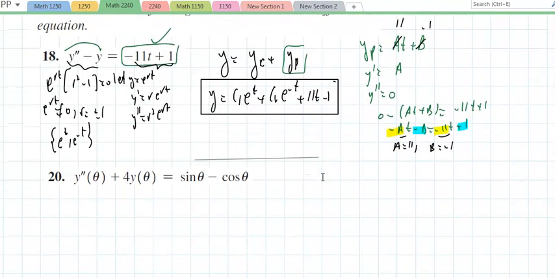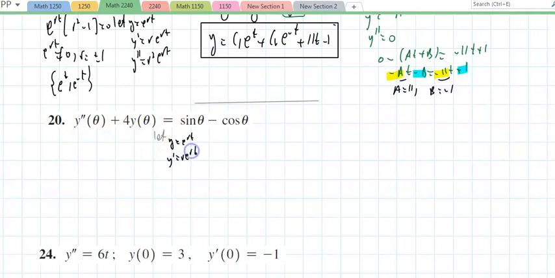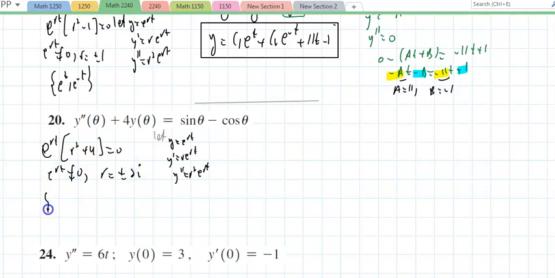I look at problem number 20, another example. Well, I'm going to let y equal e to the rt. I'm going to get y prime equal r e to the rt, y double prime equal r squared e to the rt. So I'm looking at e to the rt multiplied by r squared plus 4 equaling 0. So e to the rt can never equal 0. R equals plus or minus 2i, which means cosine of 2t and sine of 2t would be the solutions.